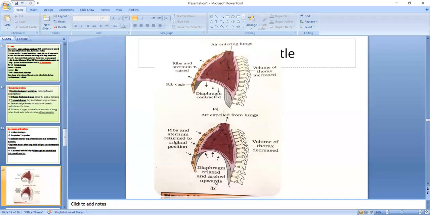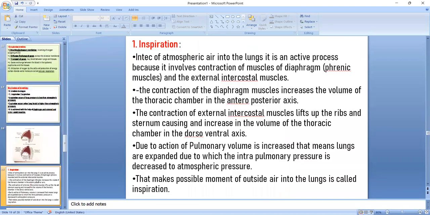The diaphragm is actually straight here, and here it again curves, arched like a bow. What happens because of that? The size of the lungs or thoracic cavity is decreased. That exerts pressure on the walls of the lungs, and the air is expelled out from the lungs to outside. Right. So that is how it happens.